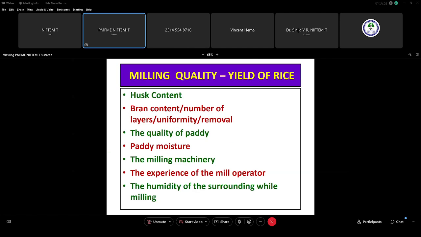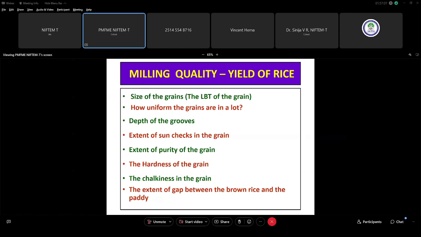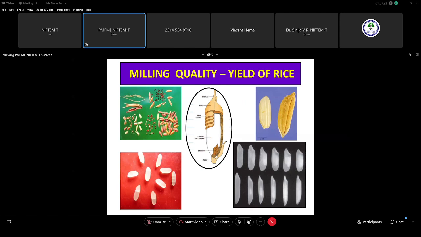So, which are the important aspects that affect the milling quality? The husk content, bran content, the quality of the paddy, moisture, milling machinery, the experience of the milling operator, the humidity of the surroundings, and similarly the size of the grain, how uniform the grains are in a lot, the depth of the grooves in rice, extent of sun checks, purity, firmness of the grain, the chalkiness in the grain, and the extent of gap between brown rice and polished rice. These are the various aspects that affect the quality of rice.